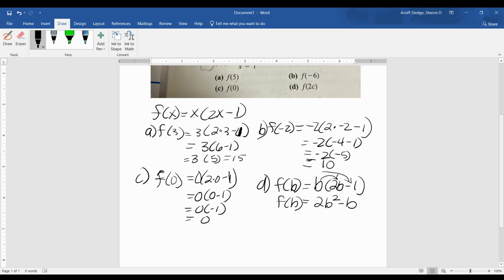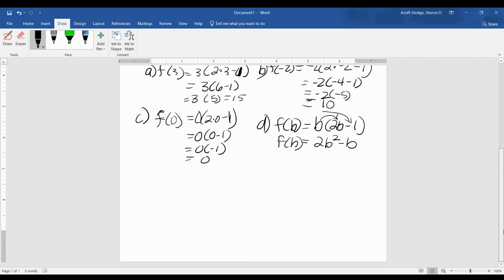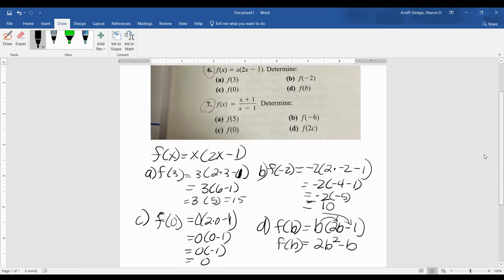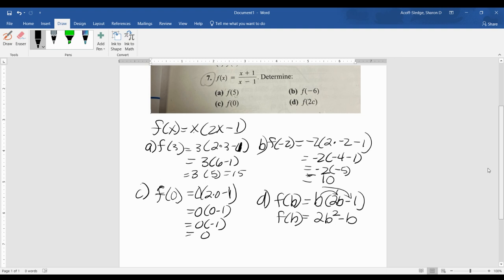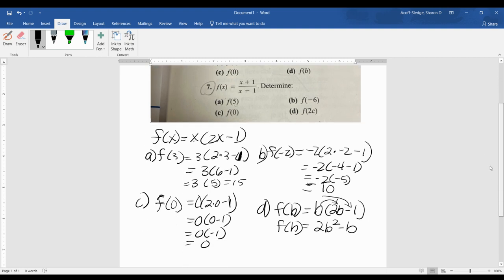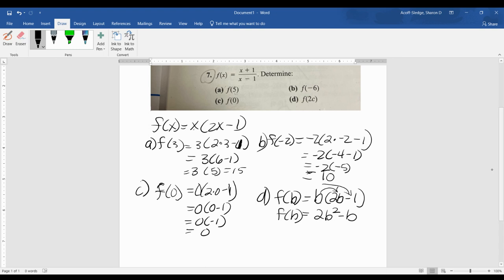Okay? So make sure you got that. Now let's look at the second function. You can pause this and write this down or go back over it, because I'm going to erase it and then do the second function, okay?